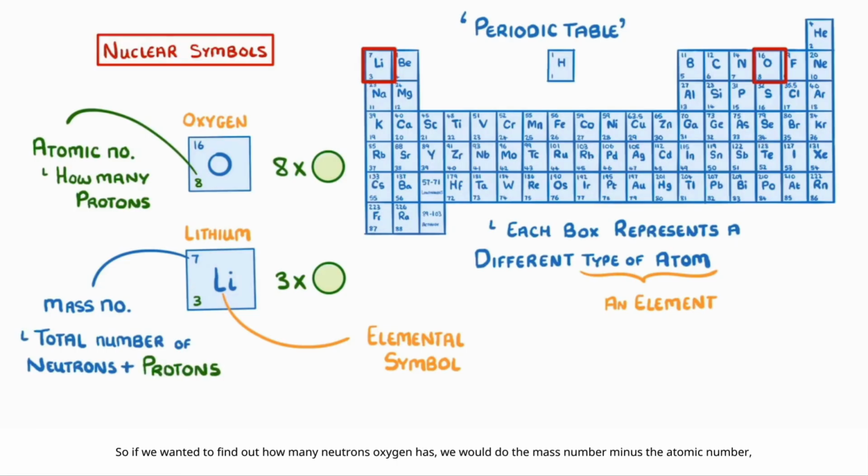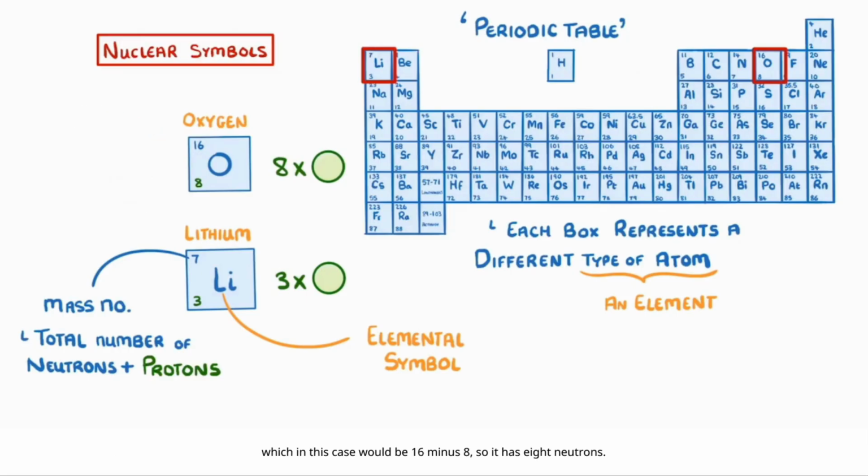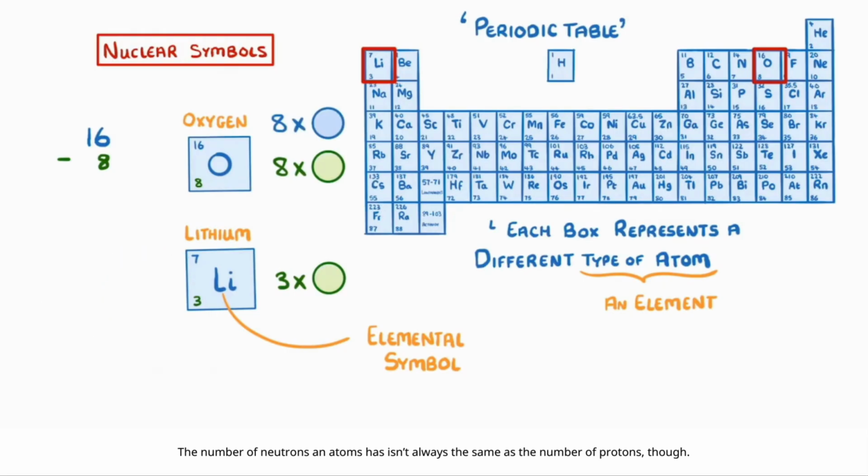So if we wanted to find out how many neutrons oxygen has, we would do the mass number minus the atomic number, which in this case would be 16 minus 8. So it has 8 neutrons. The number of neutrons an atom has isn't always the same as the number of protons though. For example, lithium has a mass number of 7. So to find the number of neutrons lithium has, we would do 7 minus 3, which equals 4. So lithium has 4 neutrons, even though it only has 3 protons.